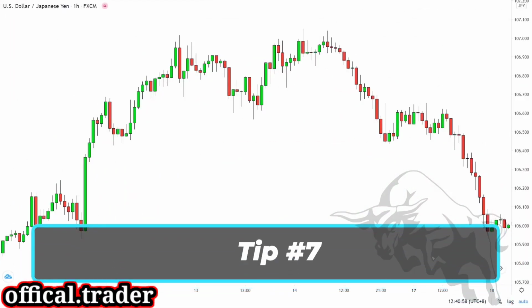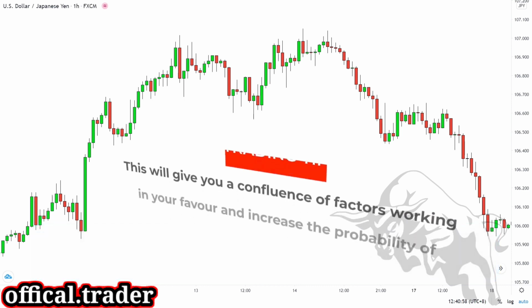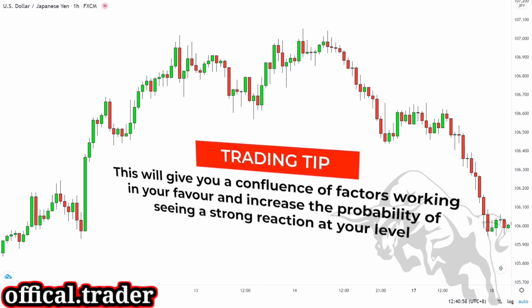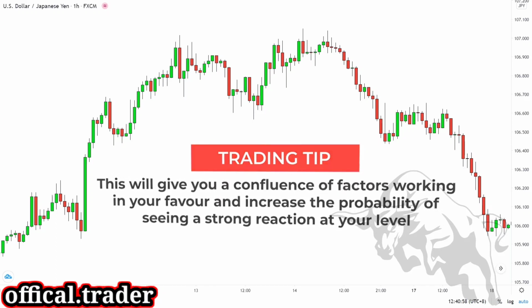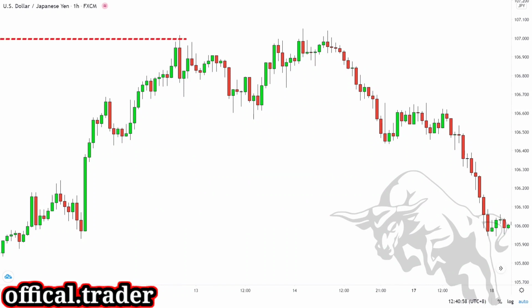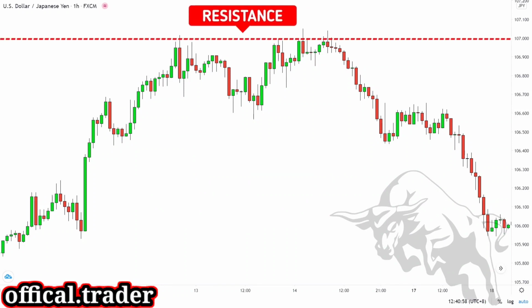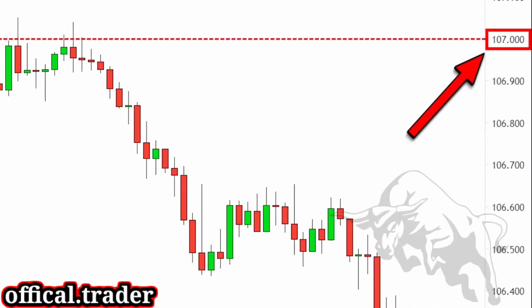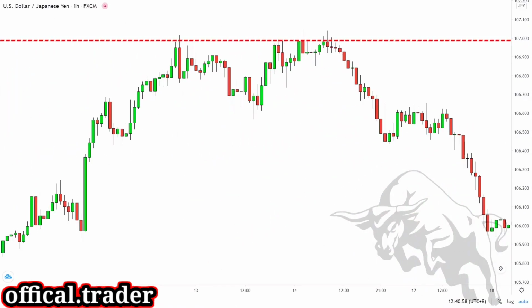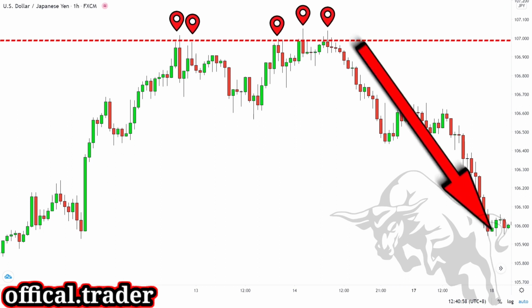Tip number 7 is to combine your levels of support and resistance with round numbers on your chart. This will give you a confluence of factors working in your favor and increase the probability of seeing a strong reaction at your level. Here we have a 1-hour chart of the dollar yen. We have a level of resistance overhead formed from the price action the previous day. What makes this such a great level is that it's also the 107 round number for the dollar yen. As you can see, we had 1, 2, 3, 4, 5 attempts to break through this level before finally reversing to the downside.